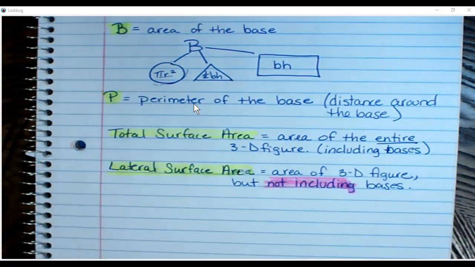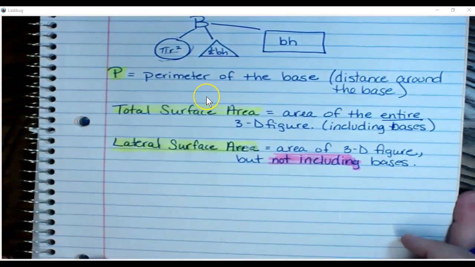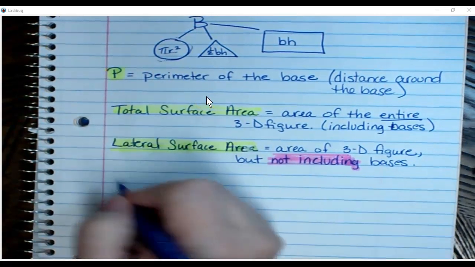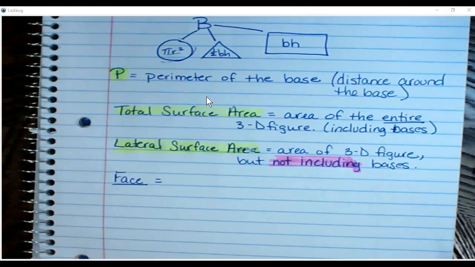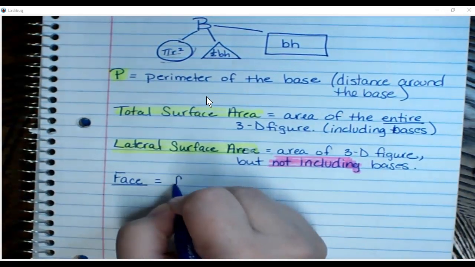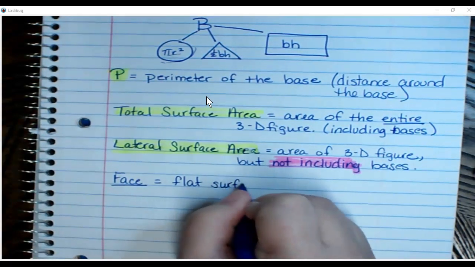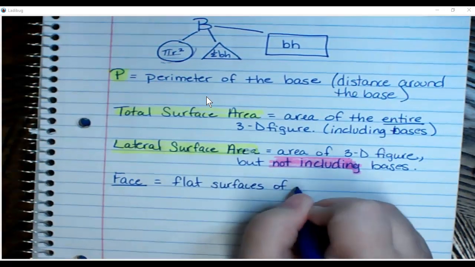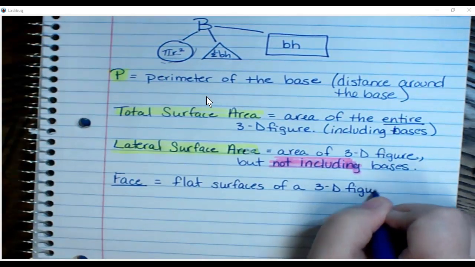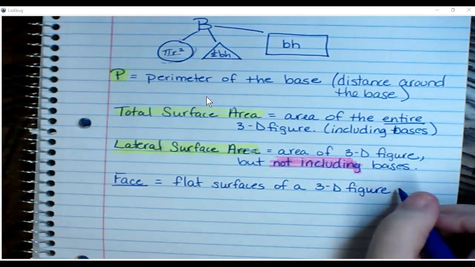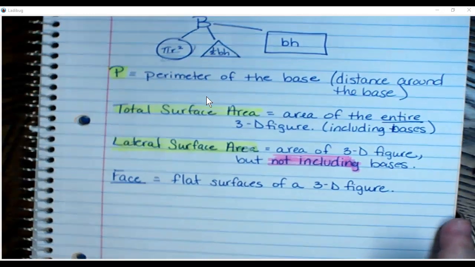surface area. Okay? It will also help visualize the parts of a 3D shape, which we're going to talk about next. So the first part of a 3D shape is called a face. A face is the flat surfaces of a 3D figure. So basically the sides, if they're flat. The flat surface of a 3D figure.